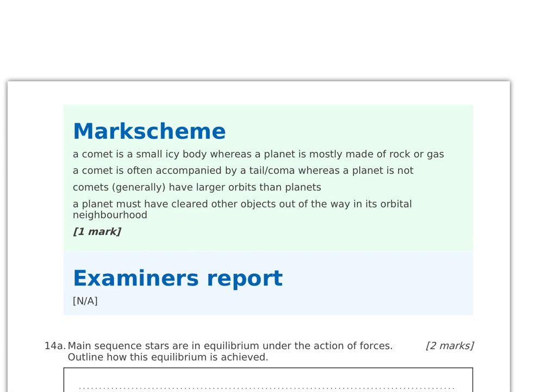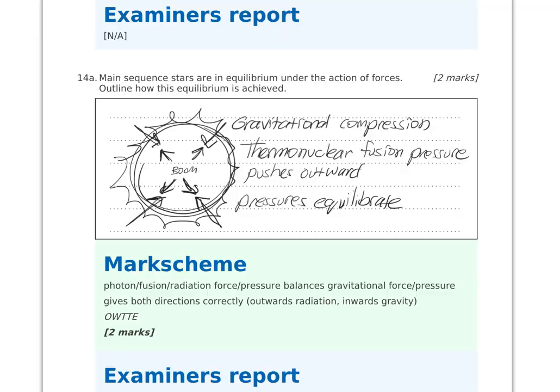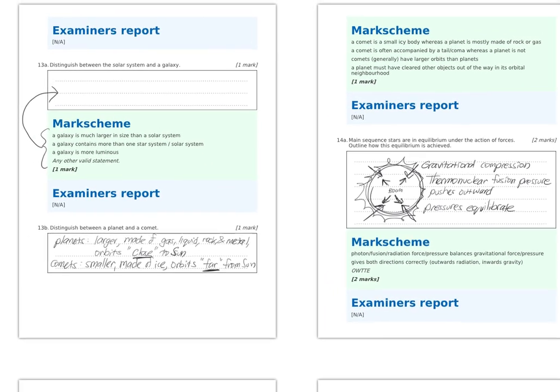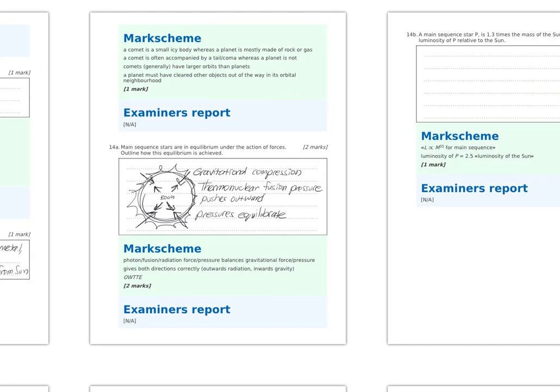That's true. You have gravitational compression pulling inward, but thermonuclear fusion pressure pushes outwards, those pressures equilibrate, and you have yourself a sphere. You have yourself hydrostatic equilibrium. There, made it look more like a star. Oh, this is number 14 as well. 13 didn't have much to say. So now we're on 14.